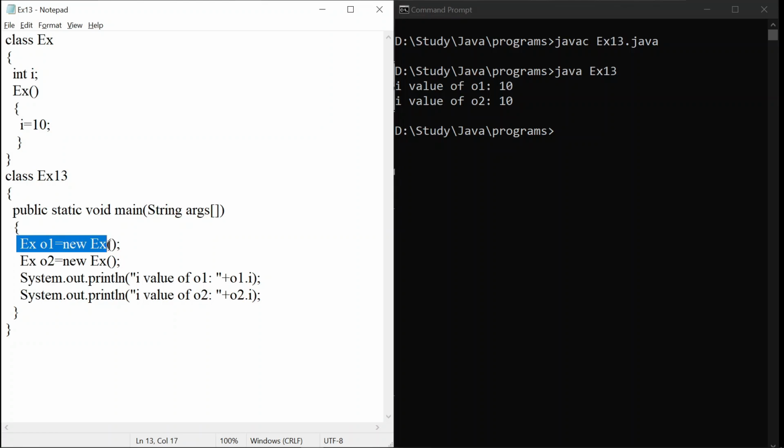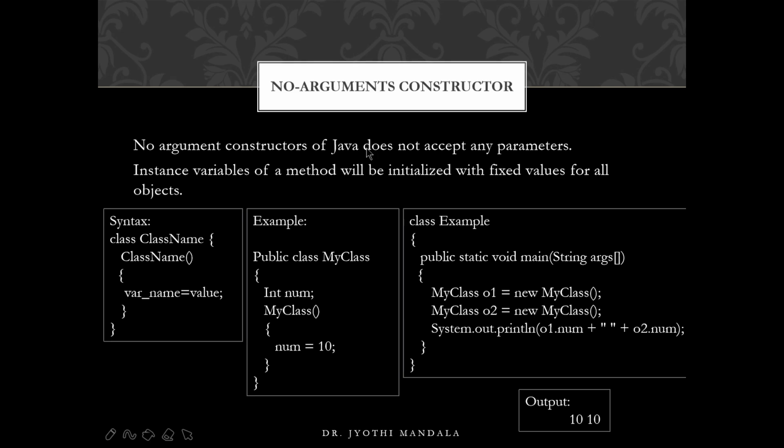So whenever you write this statement, after writing this statement the compiler will execute this one, and the I value for this O1 will be initialized. Understood all of you? So this is how the no-arguments constructor will be working. You have the second option. What is the second option?